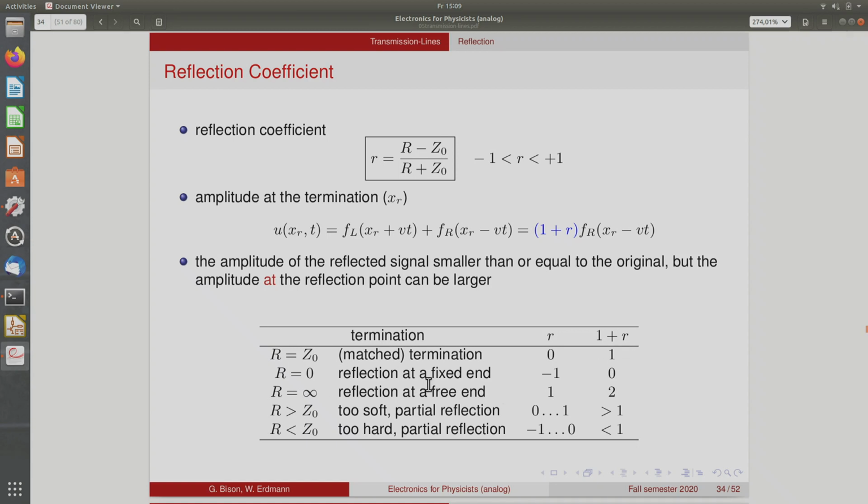When you have the reflection at the free end, we had that before, the reflection coefficient is 1, so the amplitude is not inverted, but the amplitude at the transmission point is twice the incoming amplitude, okay?